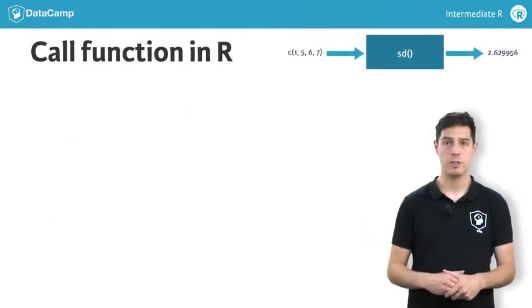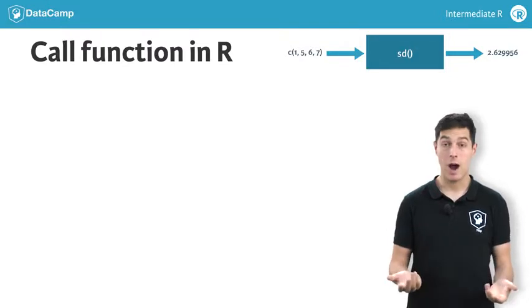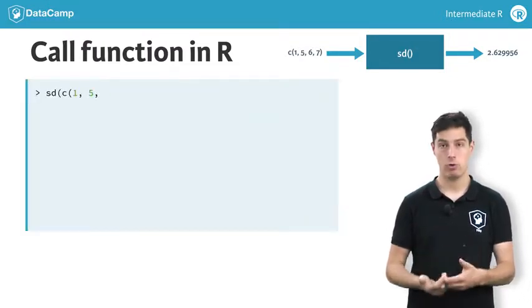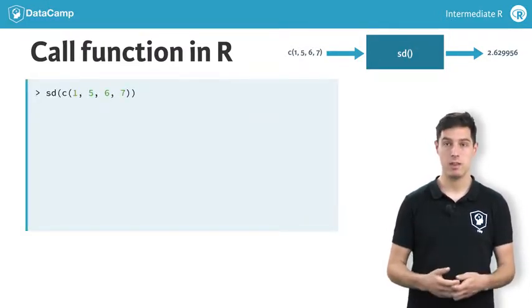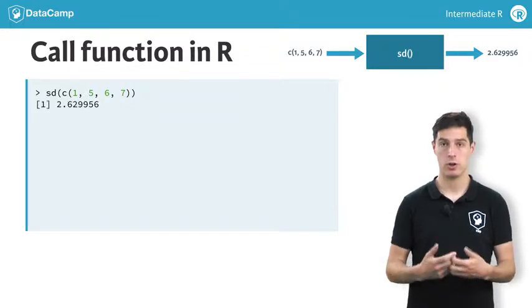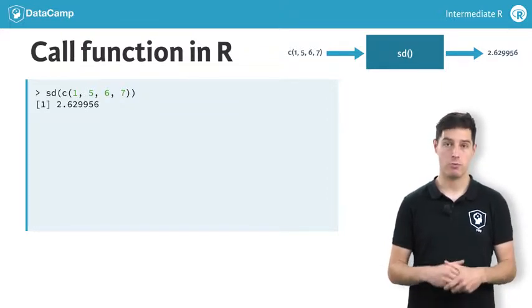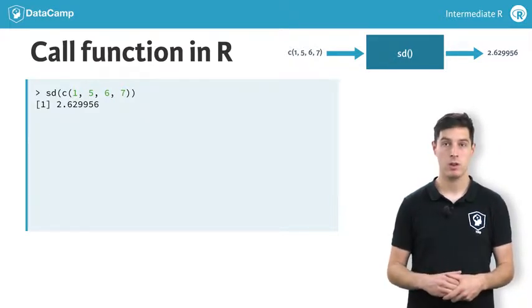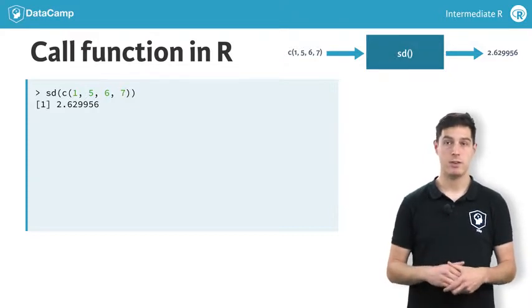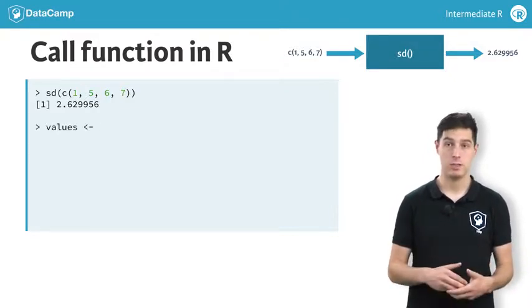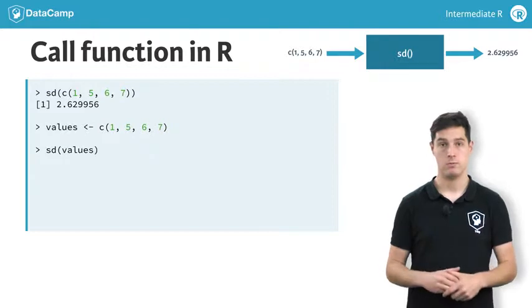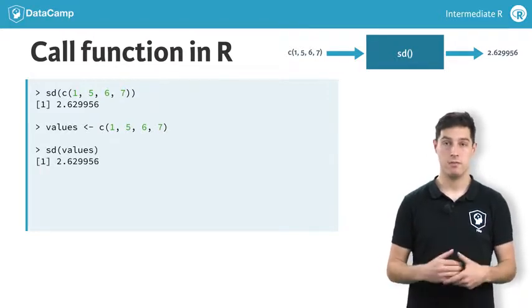How can you use the function SD in R? You already know how. Simply type SD followed by parentheses. Inside the parentheses, you specify the so-called function arguments. These are the inputs to your functions. In our case, we have a single argument, the vector containing 4 values. We could just as well assign the input vector to a variable, say the variable values, and then call SD on values. In both cases, the value 2.63 gets printed to the console.